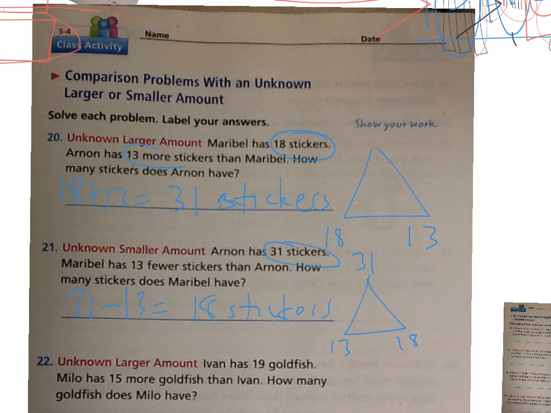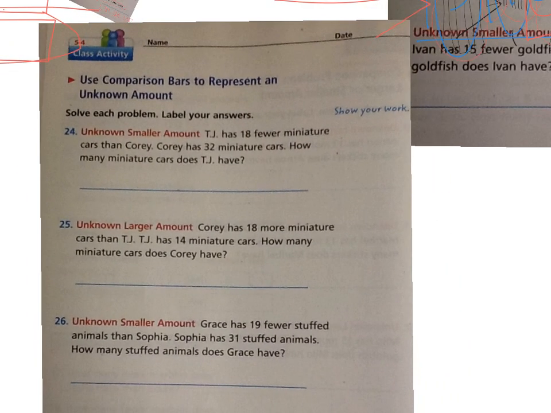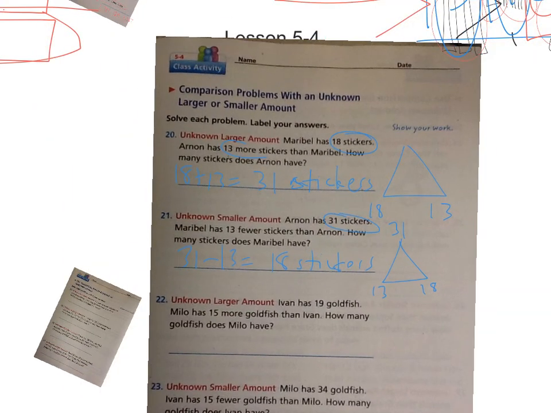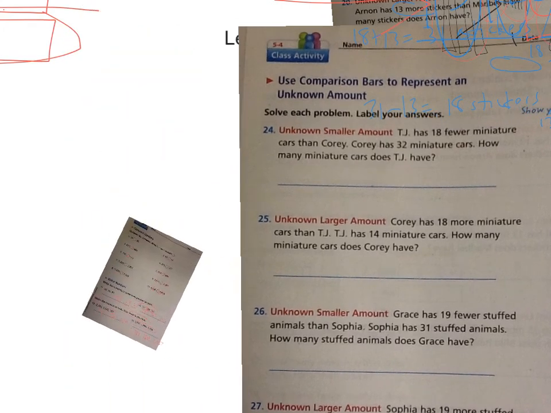Alright. So I want you to work on 22 and 23 on your own. Kind of a long lesson today, a lot of writing. And then same thing for the next one. It asks you to use comparison bars to represent. Here I think I did something wrong. No, I'm good. Okay. This one they want to see comparison bars. I'm okay with the place value drawings, if you'd like.